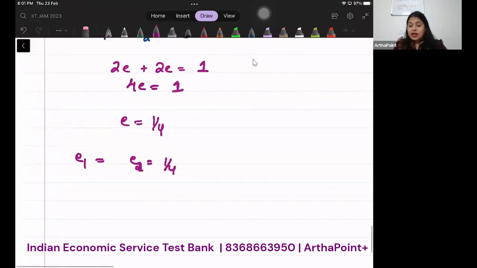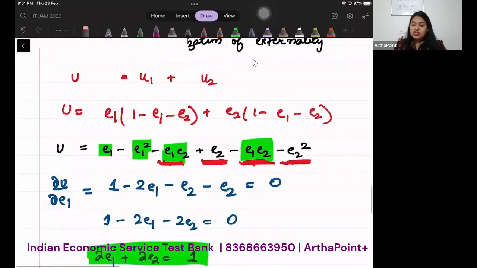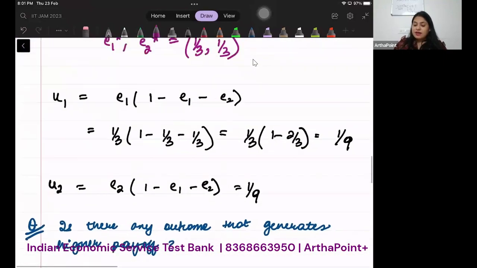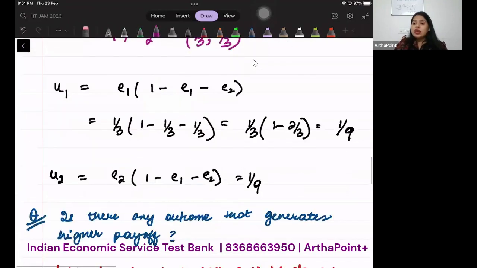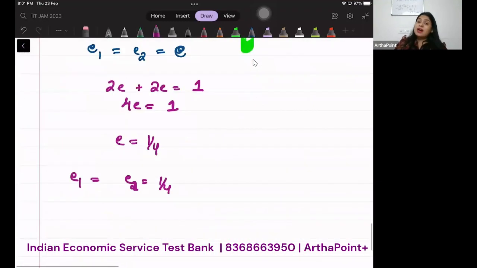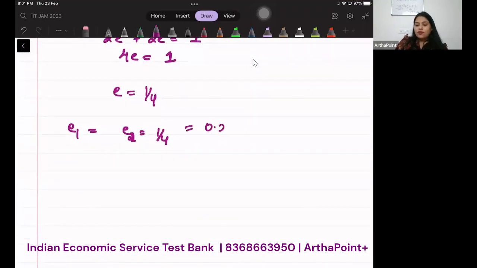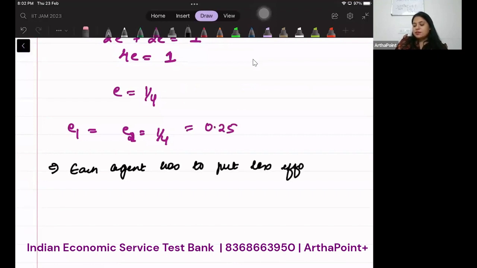Now just think. First of all, each agent was putting in 1 by 3 effort. What is the value of 1 by 3? 0.33. Now each agent is putting in 1/4 effort, meaning 0.25. So what did we prove? That each agent has to put in less effort when they merge.